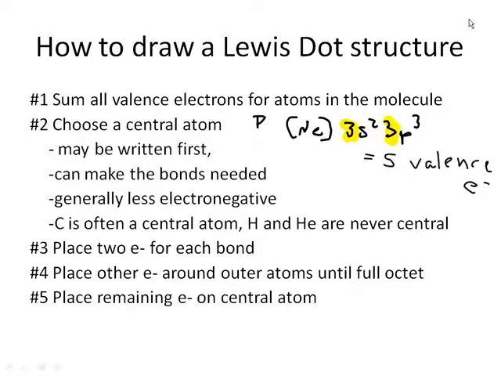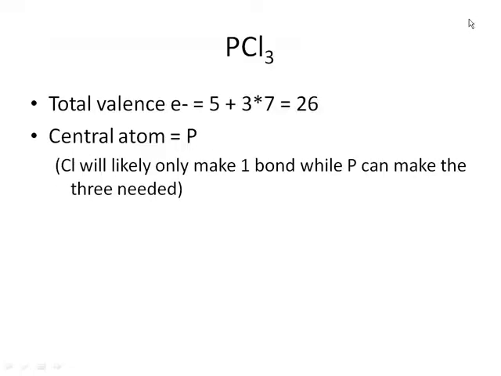Step 3, we'll place 2 electrons for each bond. These are covalent molecules, so our bond is made out of 2 shared electrons. We're going to place the other electrons around the outer atoms until they reach a full octet, and we'll place the remaining electrons on the central atom if there are any remaining electrons to work with. So let's walk through this with PCl3.